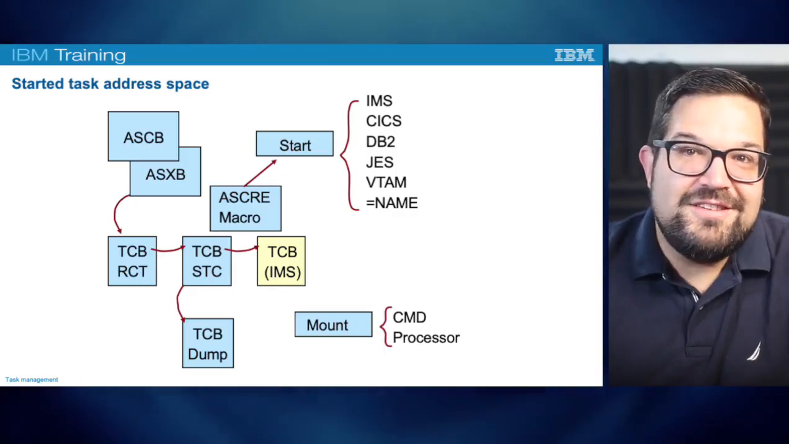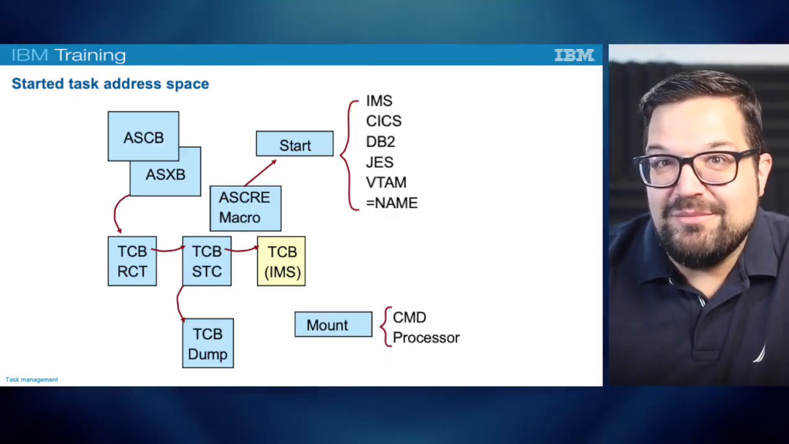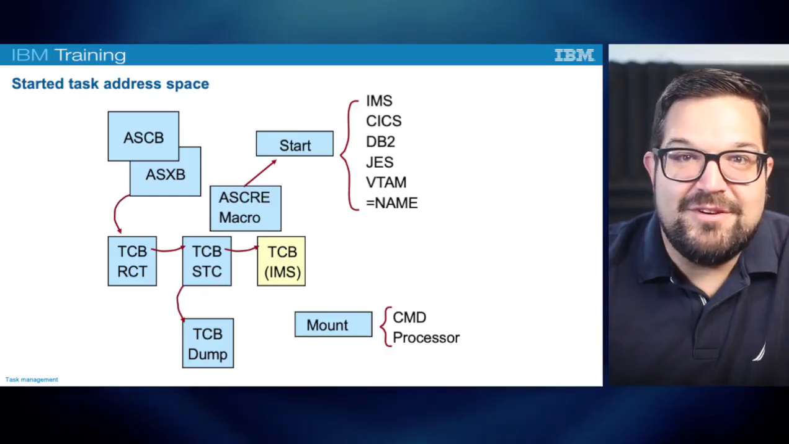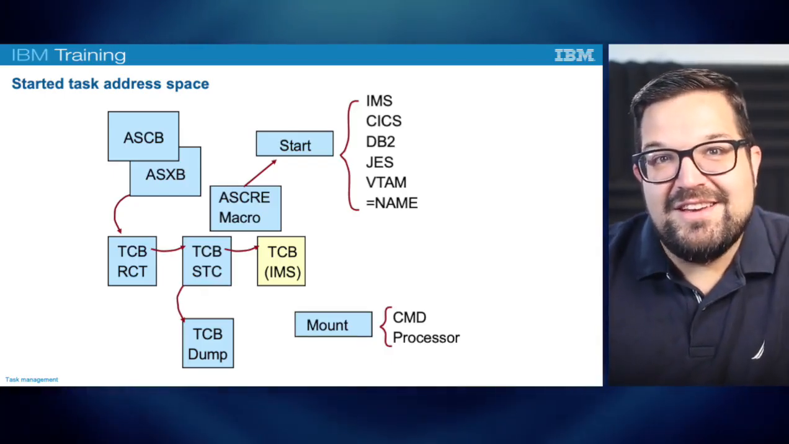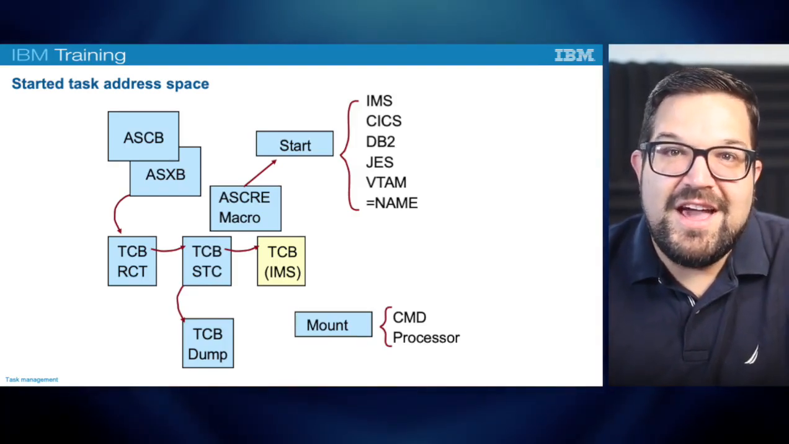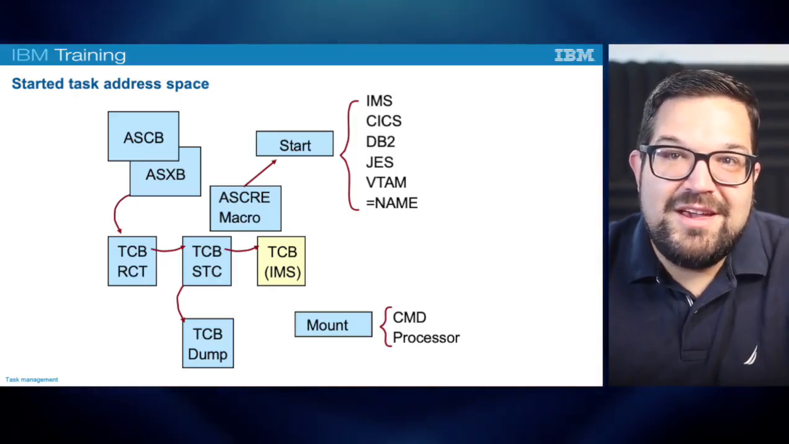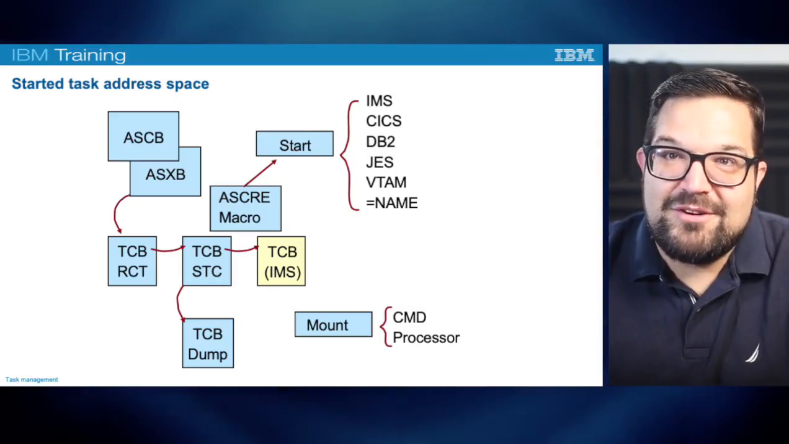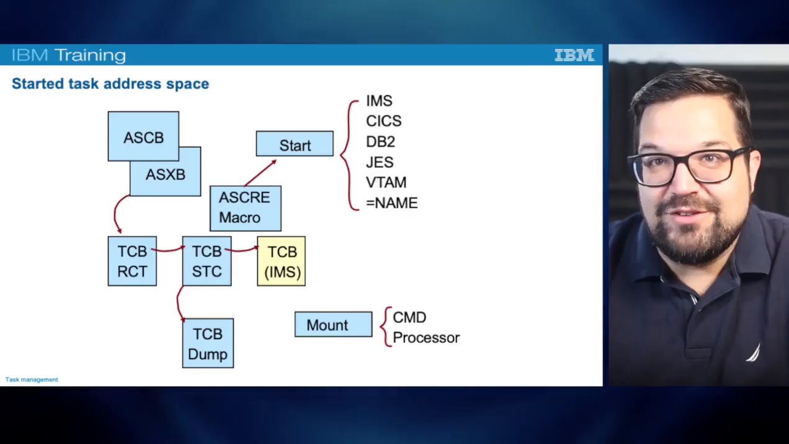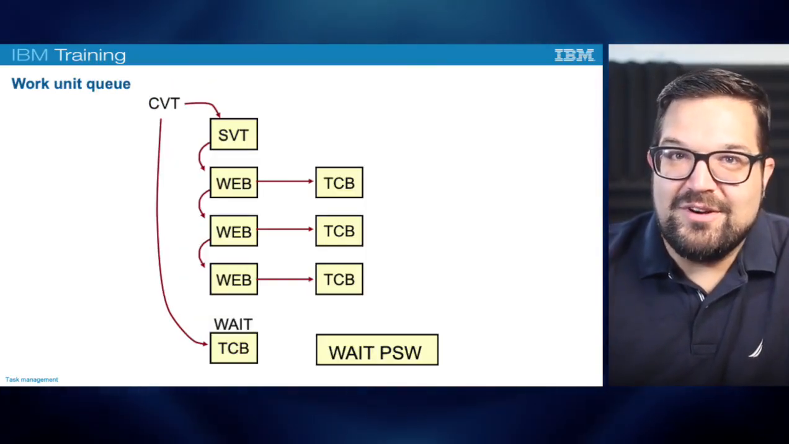All right, started task address space. This address space is created when a start member is read from the z/OS console or from the command XX member of parmlib. STC attaches the program named on the exec statement of the started procedure, and it terminates when the started task terminates. The mount command and the ASCRE macro also cause the creation of an address space with the TCB structure. The dispatcher's queue is the queue of all ready work in the system.